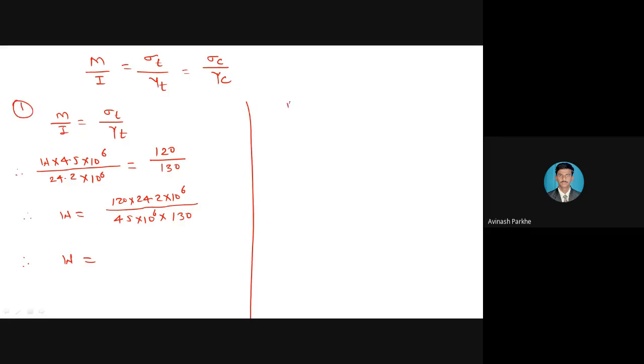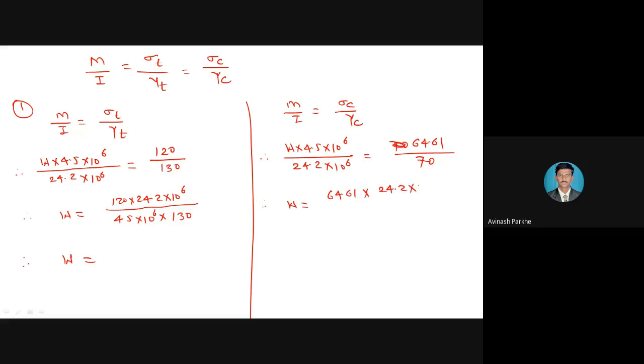If I will use the second combination, M upon I is equal to sigma C upon Yc. Okay, so M once again W into 4.5 into 10 raised to 6 divided by I, it is common, equal to sigma C, 64.61, Yc 70. Therefore W is equal to once again 64.61 into 24.2 into 10 raised to 6 divided by 4.5 into 10 raised to 6 into 70.